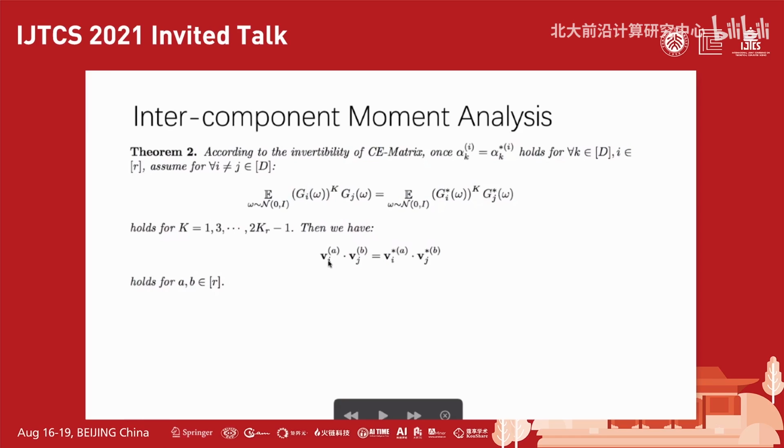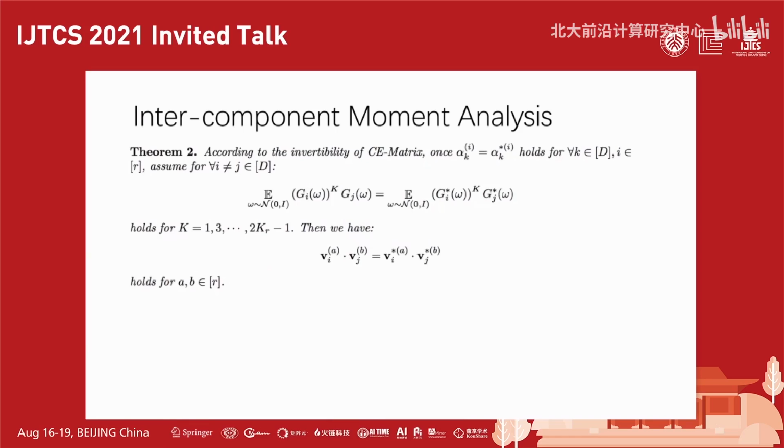that the inner product of vi and vj is exactly the same as vi star times vj star. With these two theorems, theorem 1 and theorem 2, we know that if the learner generator G and the target generator G star have the same lower order moments, then their alphas will be the same, and their vectors V will be equivalent over a rotation. So we can conclude that these two generators are exactly the same.